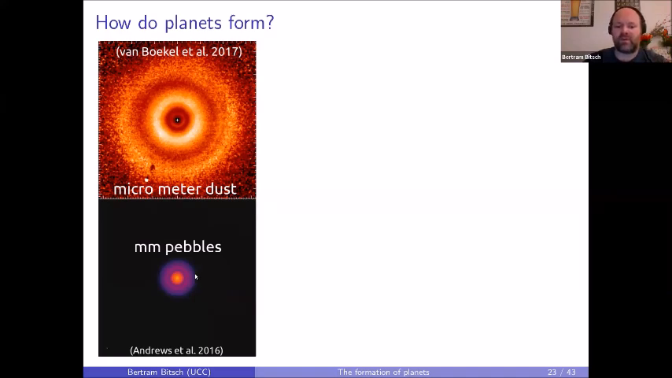What this indicates to us is that the grains are of course not distributed uniformly in the disk, but are more concentrated towards the center of the system. We also see that maybe the grain growth, the growth from micrometer-sized dust grains to millimeter-sized dust grains, would happen preferentially in the inner regions of the protoplanetary disk.